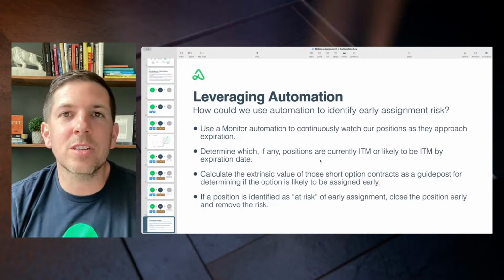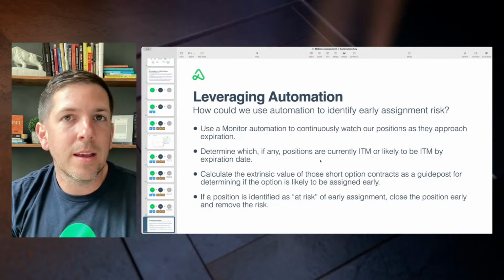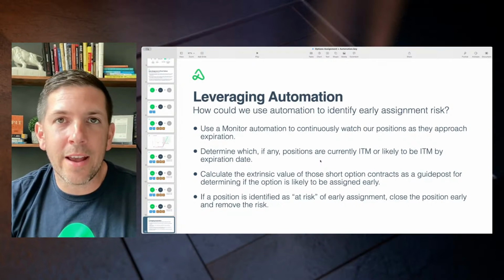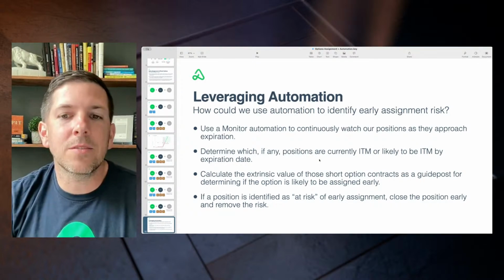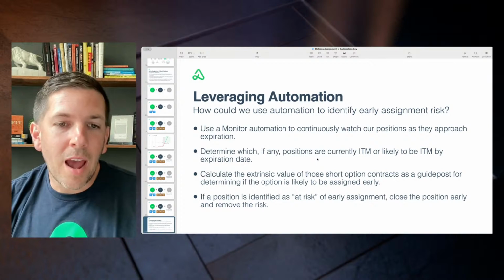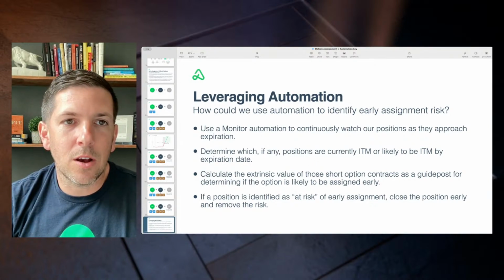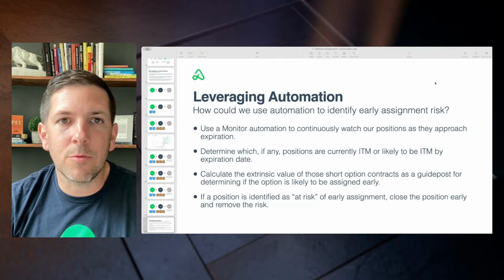Remember, if the extrinsic value is very low, I'd say under 10 cents or something, then you're at a much higher chance of early assignment. So finally, if the position is identified as at risk of early assignment, however you want to classify it, then you can have your automation close the position and remove the risk.